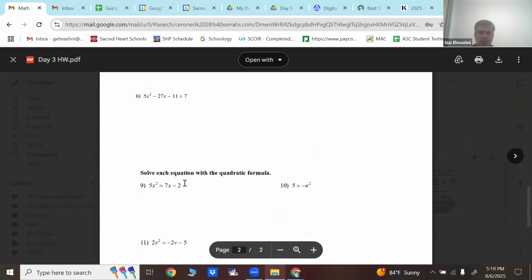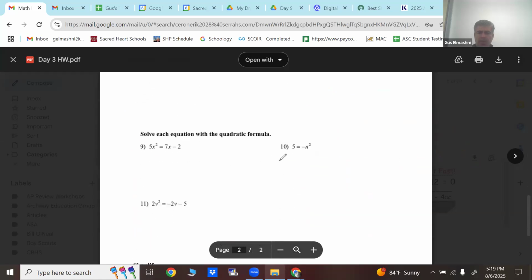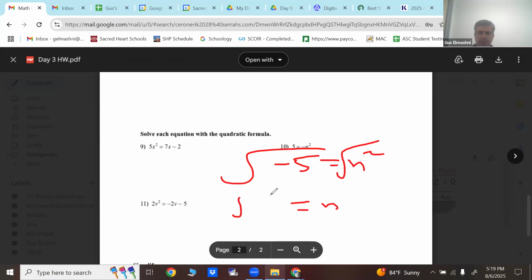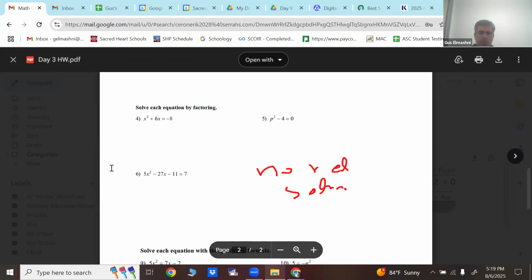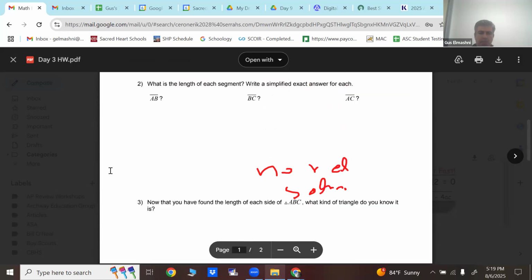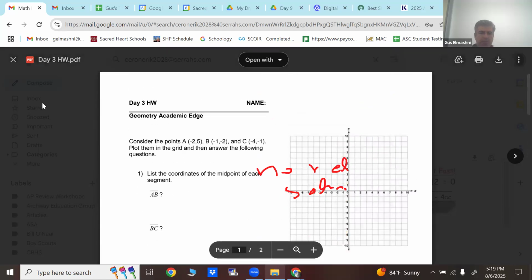And then just for a sense of completion, if you look at this one here, negative 5 equals n squared. When you square root, that's a problem. So, yeah, this doesn't work. So there'd be no real solution for that one also. Okay. So we complete this whole packet, which is good.